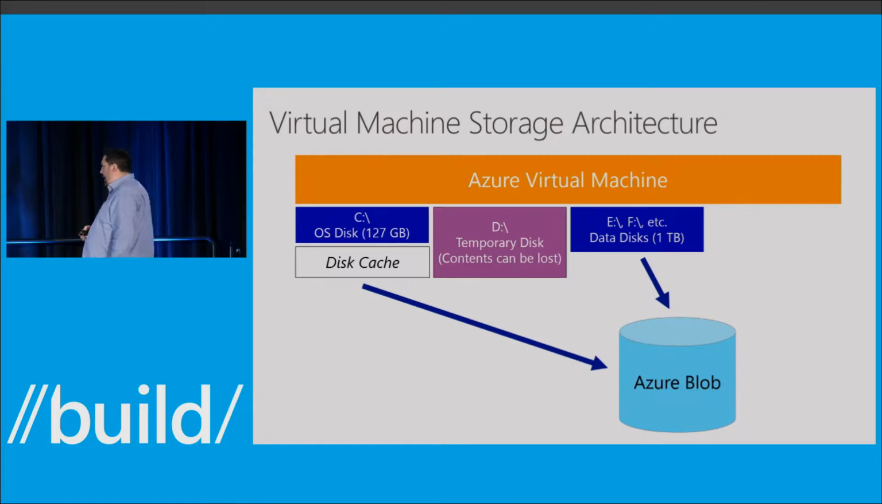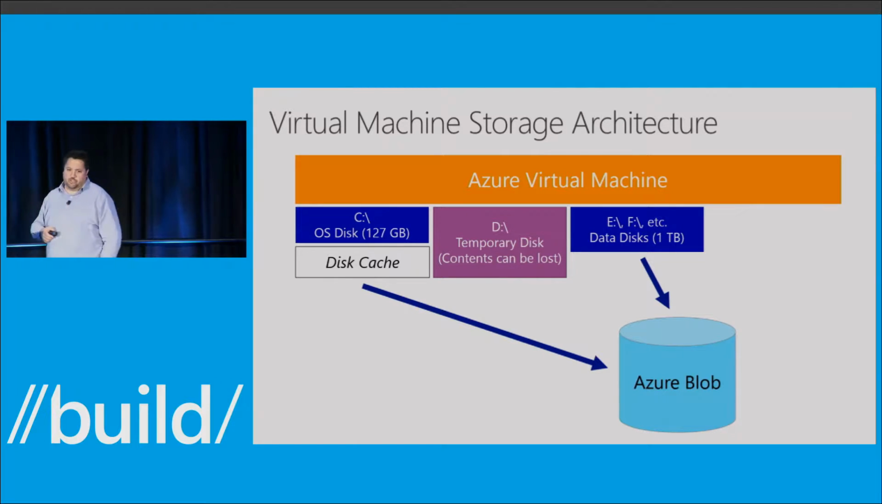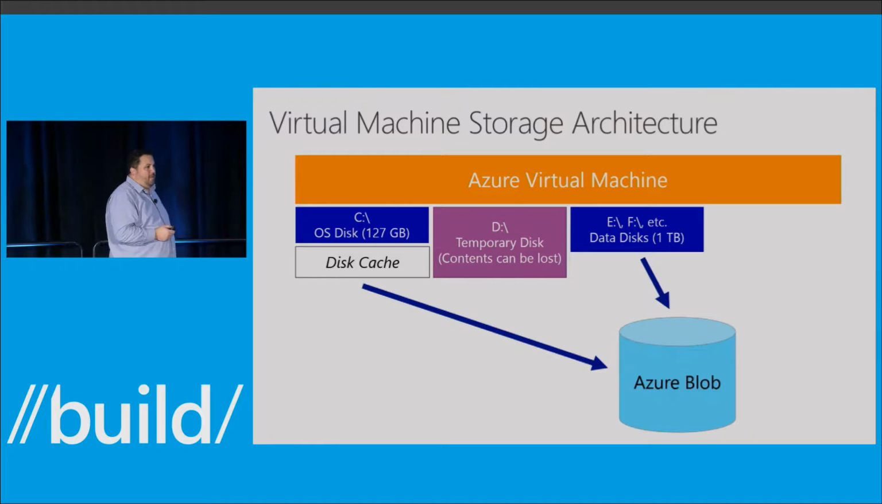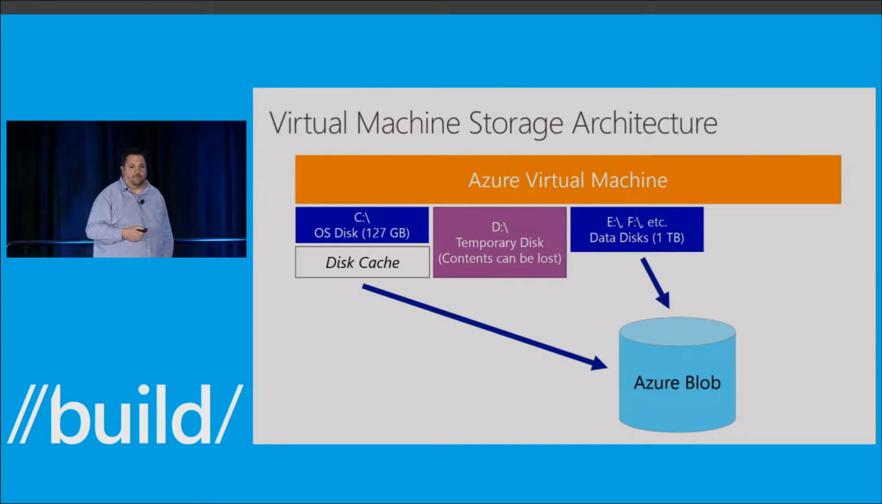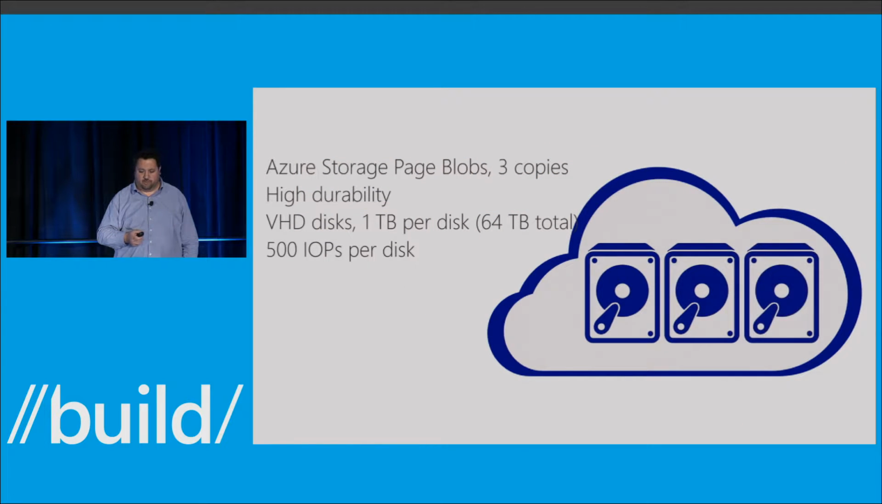Additionally, you can add a number of disks as data disks. So this would obviously show up as E drive or F drive. Based on the size of virtual machine you select, we now have the ability to go up to 64 additional disks attached to a single virtual machine.